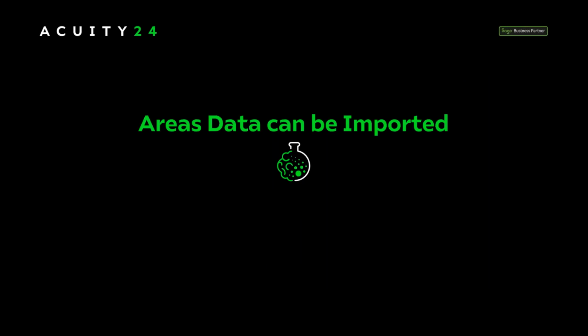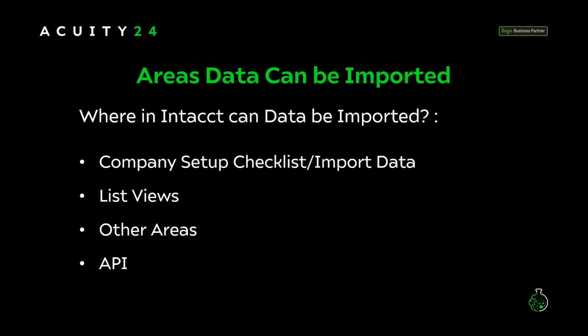So let's now look at where in Intacct data can be imported. There is a common location in Intacct where we can check for the main import types. A user with the correct permission can navigate to the import data part of the system, as I mentioned, also called company setup checklist. I'll demonstrate that shortly. In fact, if you bear with me, I'm going to switch over to my demo system.